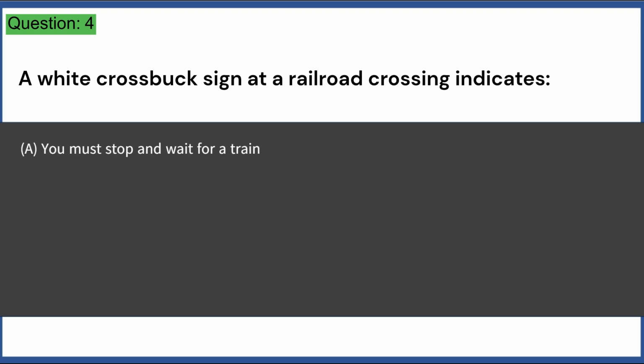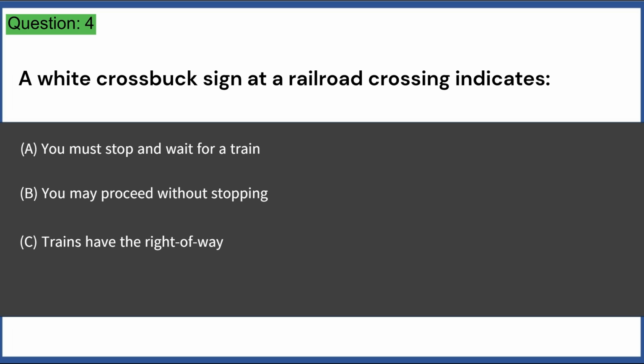A white crosswalk sign at a railroad crossing indicates: A. You must stop and wait for a train. B. You may proceed without stopping. C. Trains have the right of way. D. A railroad crossing is ahead. Answer: D. A railroad crossing is ahead.